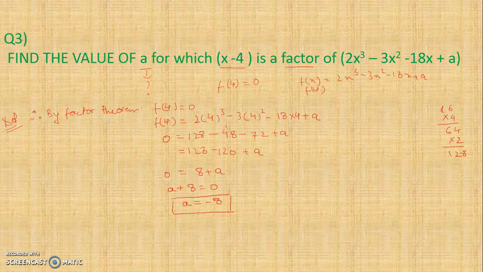So this should be equal to 0. You can cross check. I'm verifying here. If I substitute a is equal to minus 8, substitute here and check. 128 minus 120 plus a, what is the value of a? Minus 8. So 128 minus 120 plus minus 8. So 128 minus 128 is equal to 0. This means the answer is verified.